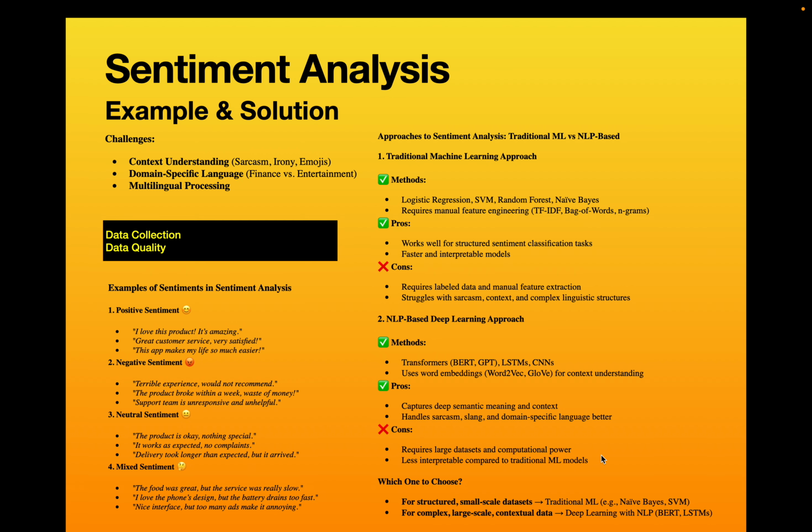Now let's look at certain examples of how sentiment phrases look. There are positive, negative and neutral sentiments. For example: "I love this product," "that's amazing," and "great customer service." When people are appreciating the effort or the brand, that comes under positive sentiment. Negative sentiment is when people feel they don't have a great experience with the brand, so they share negative experiences, and all that comes under negative sentiment.